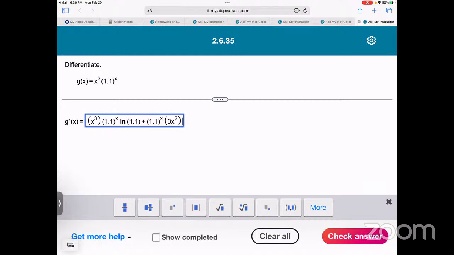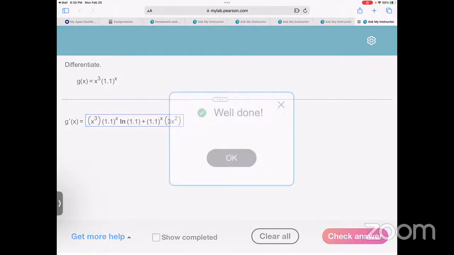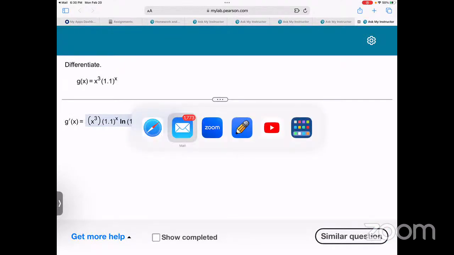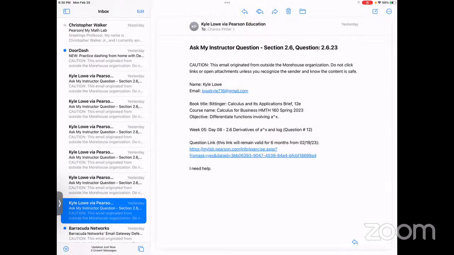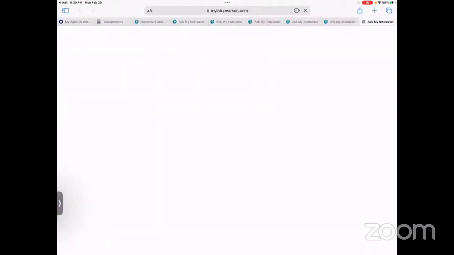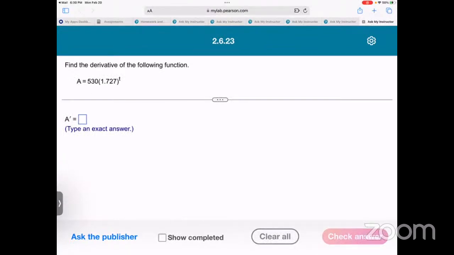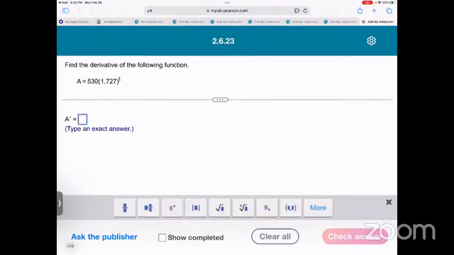Okay, let's see what else. I think we got one more, and then we'll probably just go ahead and stay in chapter 2. And this comes from 2.6, question 23. Find the derivative of this function. I think we did one like this, but let's just knock it out real quick. So the derivative of an exponential is itself. The 530 just persists. The derivative of the exponential 7 to the power of t, but then we also have to say times the natural log of the base, 1.727. Okay, that's it. I'm gonna go with that.